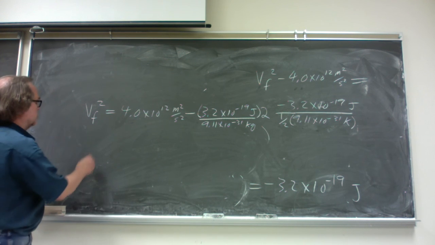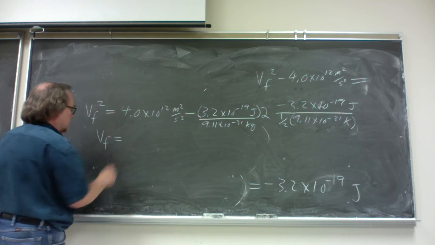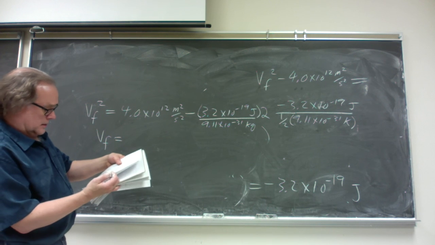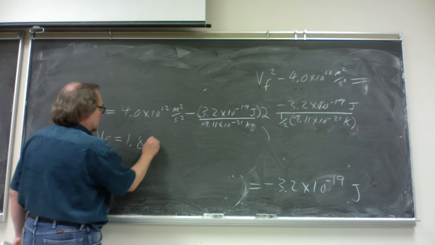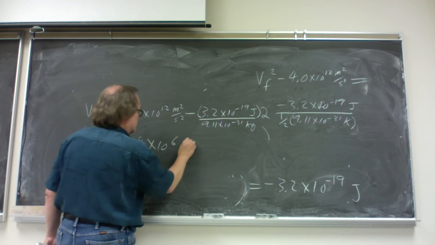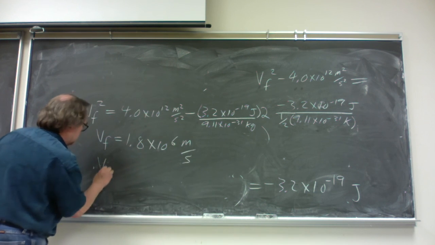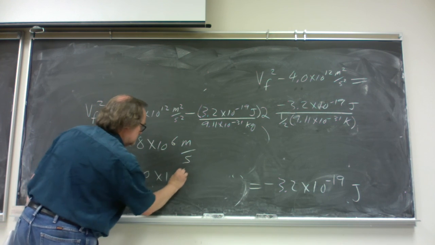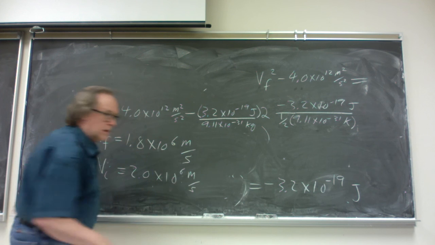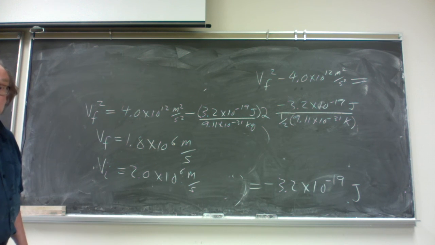When you do the numbers here, you find that the final velocity actually comes out to, let's see, about 1.8 times 10 to the 6th meters per second. And then remember the initial velocity was 2 meters per second. So the electron was slowing down.